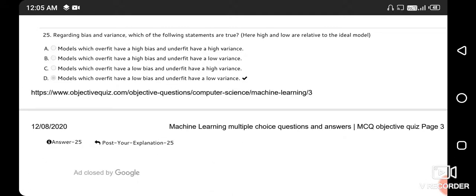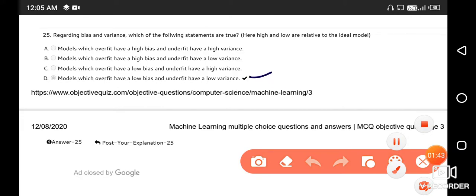Regarding bias and variance, which of the following statements are true? The model which overfits has a low bias and the one which underfits has a low variance. So the right answer is option number D.